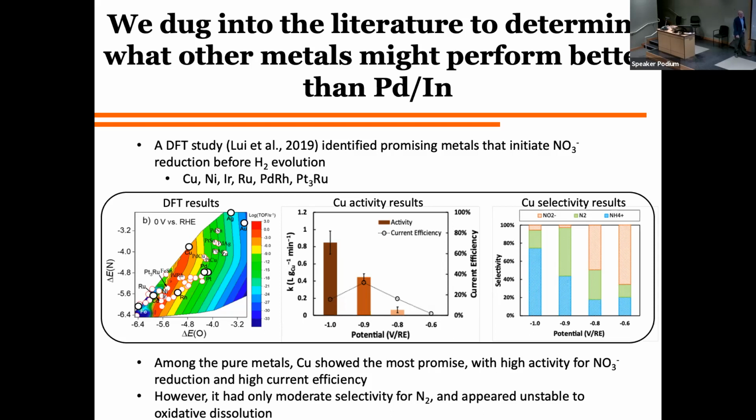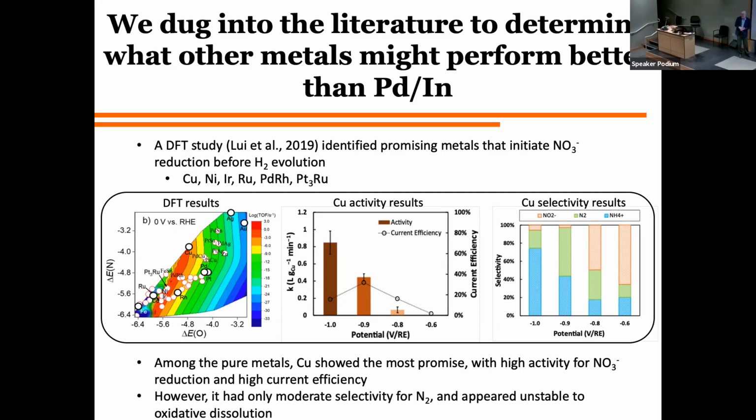And he found some neat things that predicted that iridium and nickel and copper and maybe some alloy type compounds like palladium ruthenium or palladium rhodium could give very high activity for nitrate at this potential of -0.6 volts for our system. And so they'd be basically above that hydrogen evolution reaction. And so we decided to try that. And we tried all of the individual metals, the copper, the nickel, the iridium, and the ruthenium.